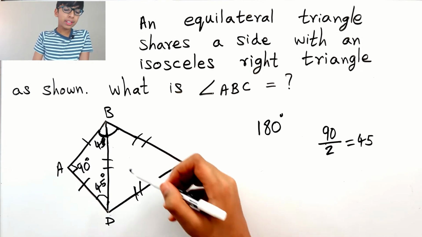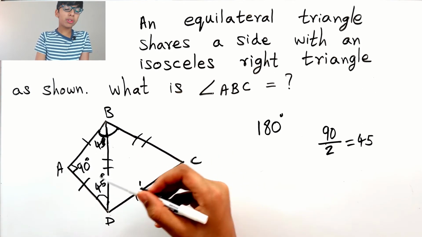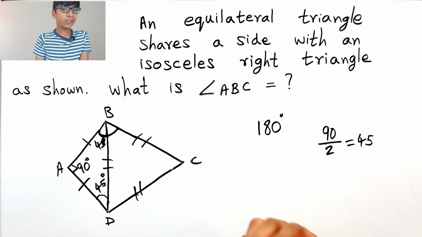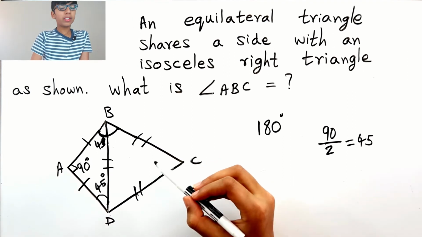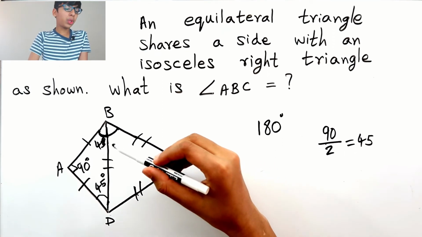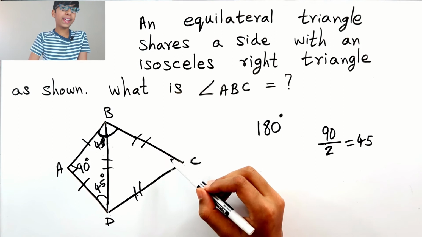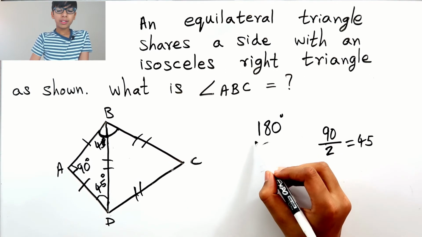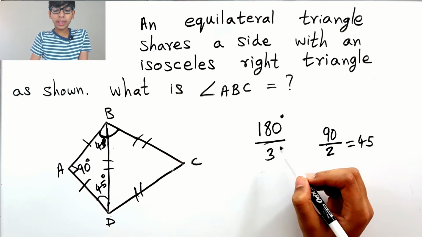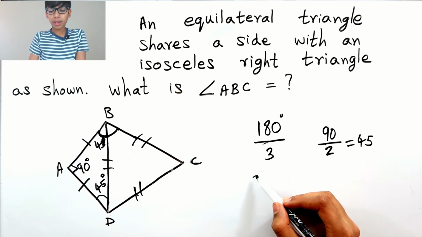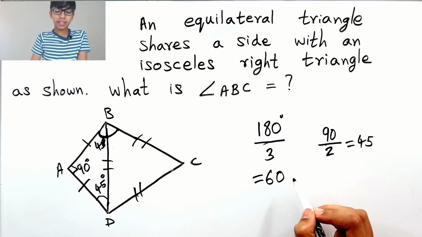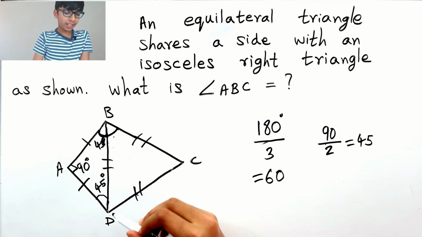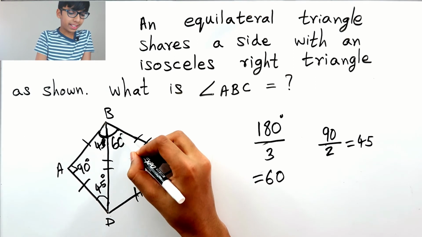Now here, this is an equilateral triangle, so three of the sides are equal and three of the angles are also equal. For any triangle, if you add all three angles, it equals 180. So let's divide 180 by 3 to find each angle, which equals 60. If each angle is 60, that means this angle is 60 degrees.